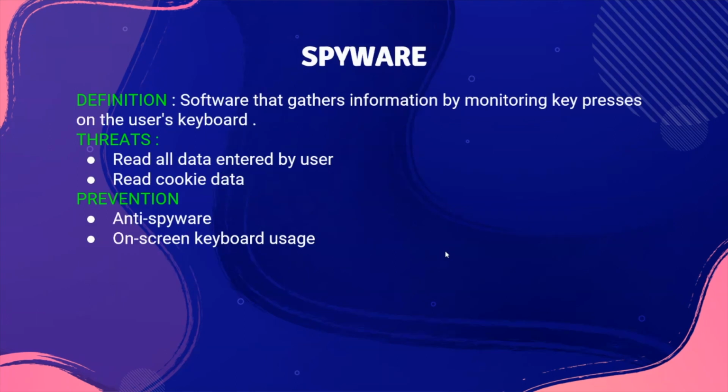The last security risk, spyware. Spyware uses a software that gathers information by monitoring key presses on the user keyboard. The key press are sent to the person who installed the software. The threats include reading all data entered by the user and gaining their personal data, and reading cookie data. I'll explain you what is cookies on the next part of this video. Prevention strategies include usage of anti-spyware and usage of on-screen keyboard and mouse usage.